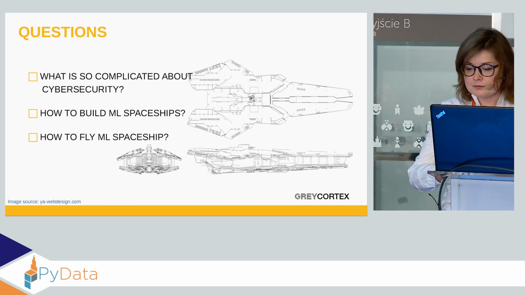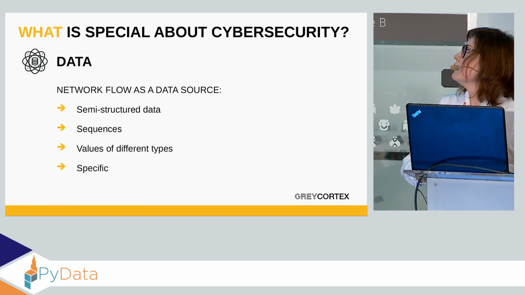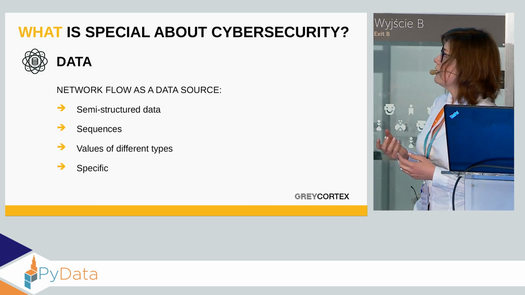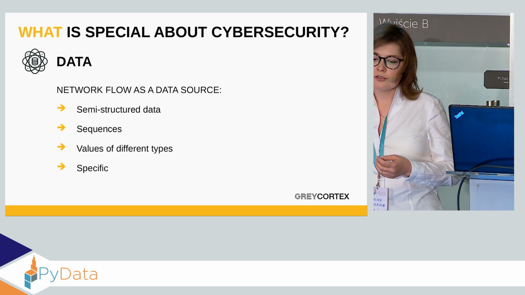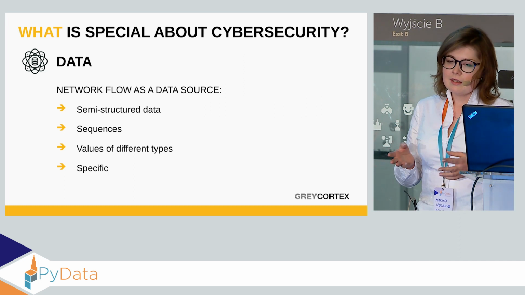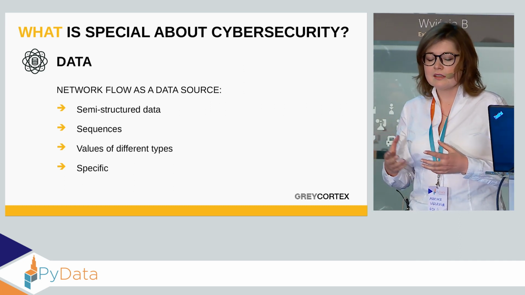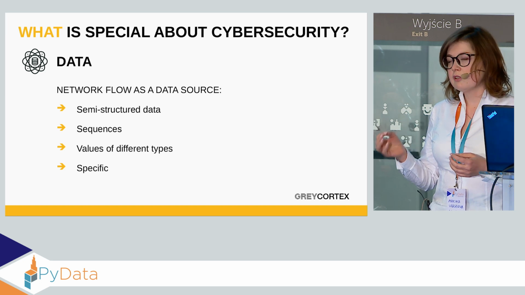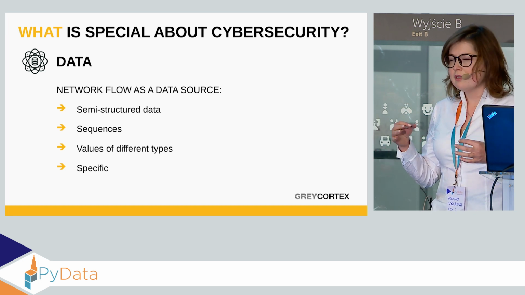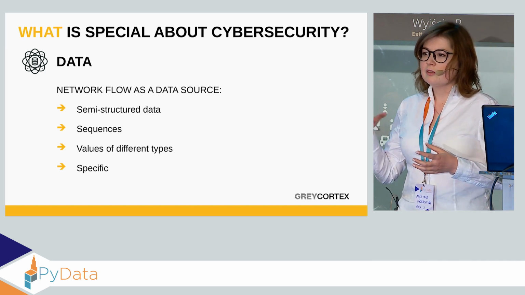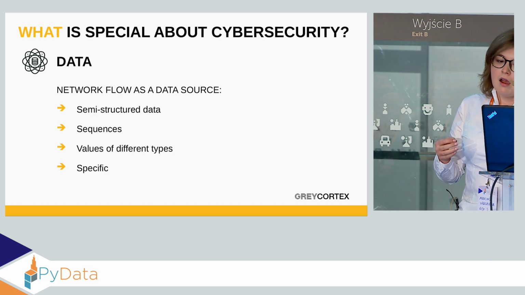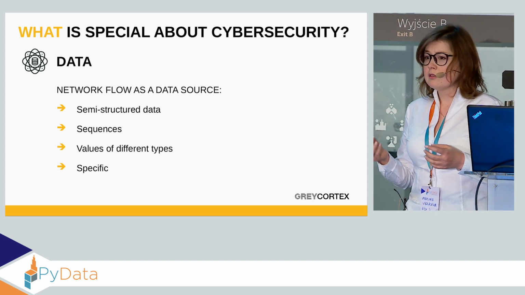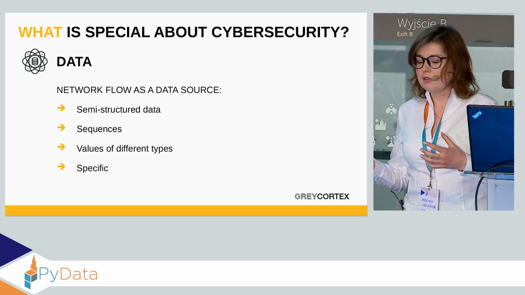So let's start. What is so complicated about cybersecurity? First thing, of course, is data. We get data from the network traffic, which means that data is semi-structured. It goes in sequences, and these sequences contain values of different types, and it's really specific because each network protocol uses its own data structure, its own specific information, and we need to capture data, parse it, and structure it before we can do any analysis on it.